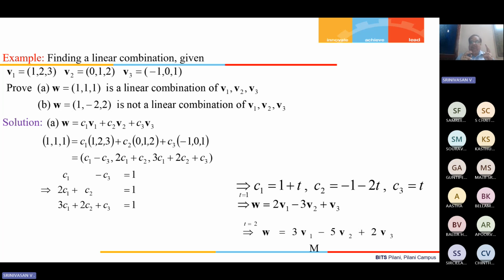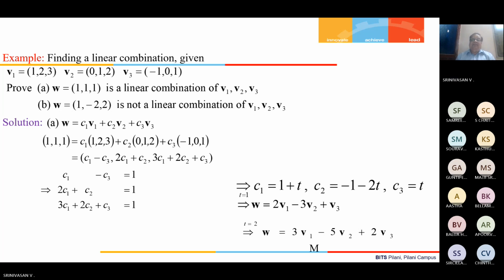So prove that, there are 2 questions. W equal to 1, 1, 1. W is yet another vector having the same number of components. Is it a linear combination of these 3 vectors? We have just seen that given any finite set of vectors, you can have a linear combination of those vectors using scalars in the form C1A1 plus C2A2 plus etc. plus CnAn. Here are vectors V1, V2, V3, each having three components, and you are given a vector W. The question is to prove that W(1,1,1) is a linear combination of the given V1, V2, V3. How do we do it?